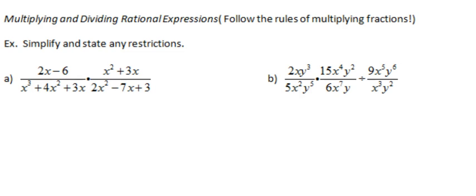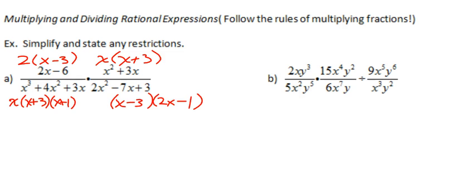In example A, I've got 2x minus 6 over x cubed plus 4x squared plus 3x times x squared plus 3x over 2x squared minus 7x plus 3. You guys try and factor that on your own. All right. Hopefully, when you factored, you would have gotten these top and bottoms. Okay. All right. Now the fun begins.